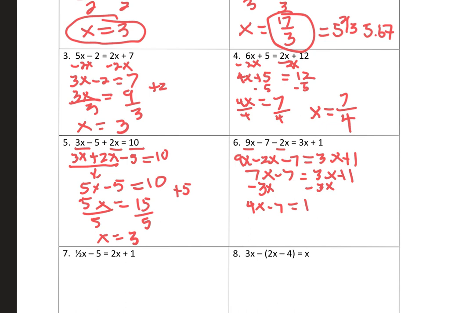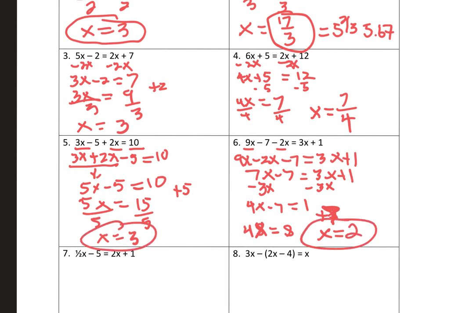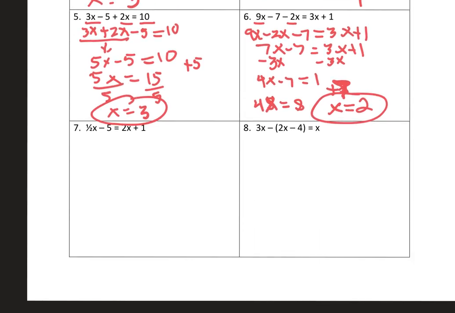We're going to add 7 to both sides. We're going to get 4x is equal to 8, which means that when we divide both sides by 4, x will be equal to 2. Okay. All right, moving right along here.